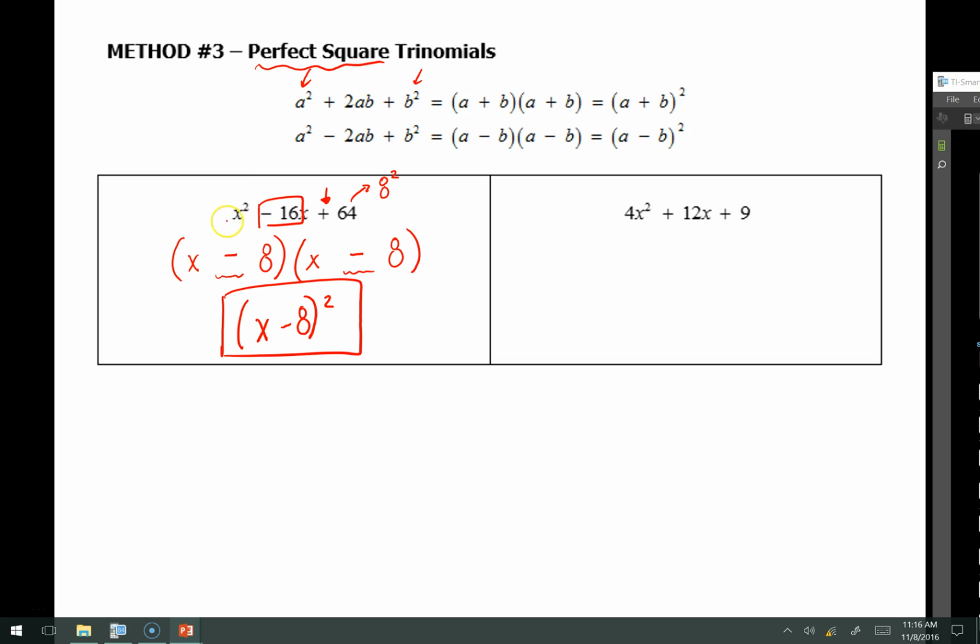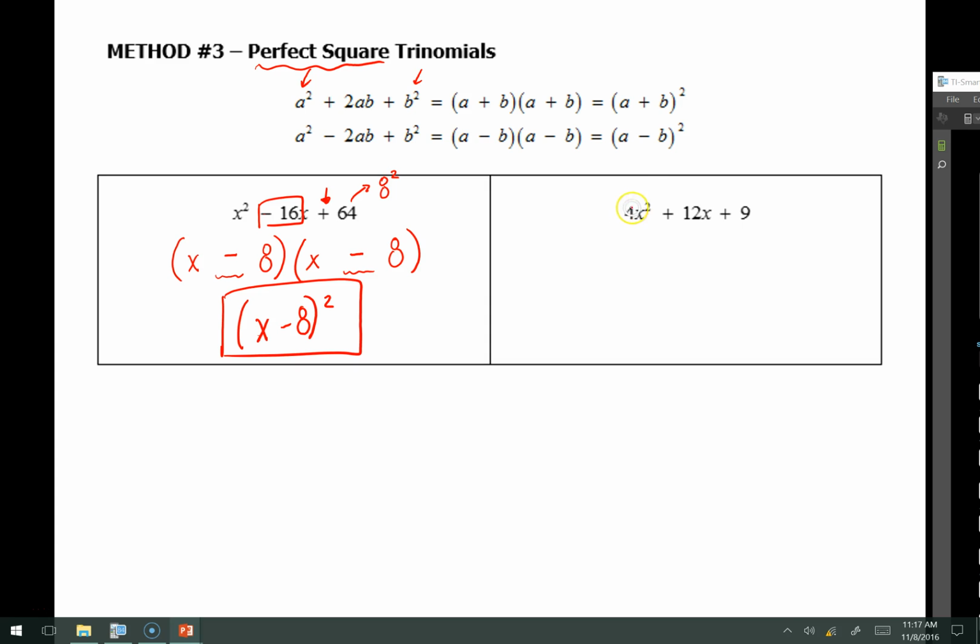If you can take the square root of the first term, because it's a perfect square, and you can take the square root of the last term, the c term, that means this is a perfect square trinomial, so you can write those two bases with whichever sign is required to get this same sign in both of them, and in this case a negative sign at the end. That quantity squared is your answer. So let's look at another one of these.